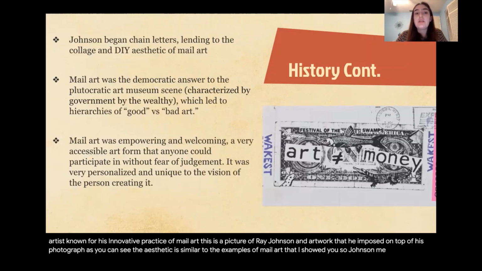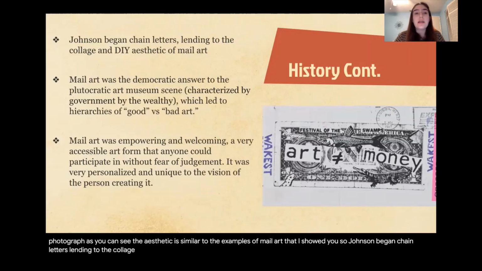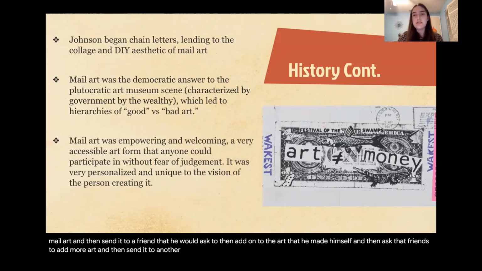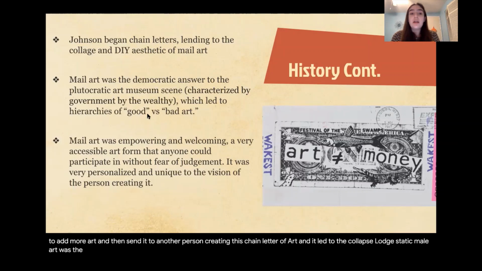So Johnson began chain letters, lending to the collage and DIY aesthetic of mail art. So essentially what Ray Johnson did was he himself would create mail art and then send it to a friend that he would ask to then add on to the art that he made himself, and then ask that friend to add more art and then send it to another person, creating this chain letter of art, and it led to the collage aesthetic. Mail art was the democratic answer to the plutocratic art museum scene.